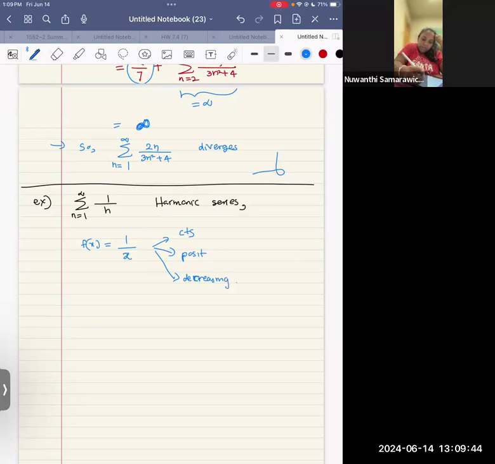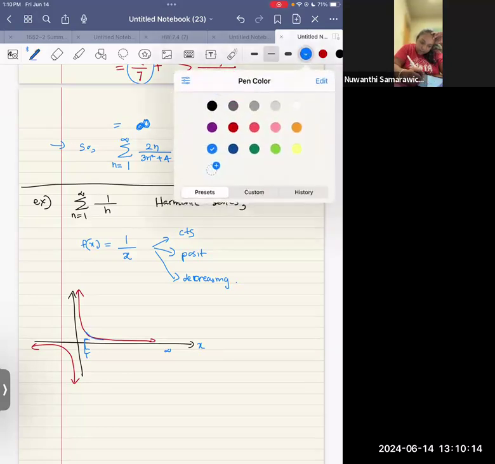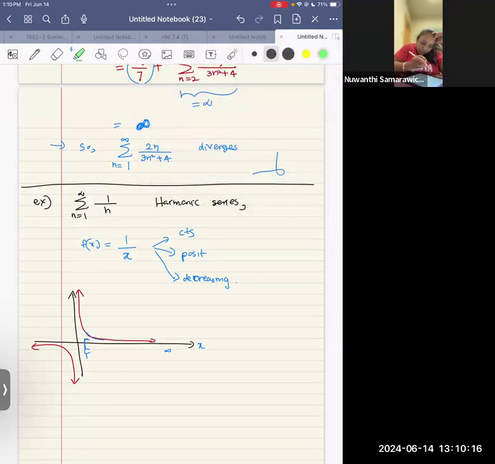What do you think? Is it so? Let's draw the graph of the function. Your function will look like this. The graph of 1 over x will look like this. But we consider only when x is from 1 to infinity. Only this part. So we are going to consider only this part of the graph.